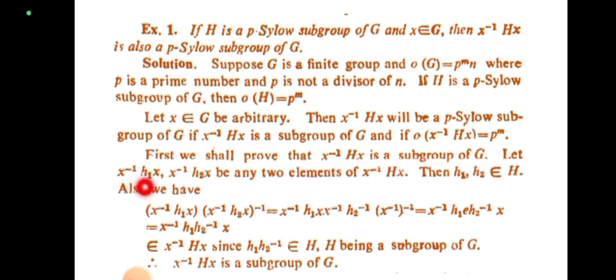So let x inverse h1x and x inverse h2x be any two elements of x inverse Hx, then h1 and h2 belong to H. Also, we have x inverse h1x times (x inverse h2x) inverse is equal to x inverse h1x times x inverse h2 inverse (x inverse) inverse, which is equal to x inverse h1 e h2 inverse x, which is equal to x inverse h1 h2 inverse x, which belongs to x inverse Hx, since h1 h2 inverse belongs to H, as H is a subgroup of G. Therefore, x inverse Hx is a subgroup of G.